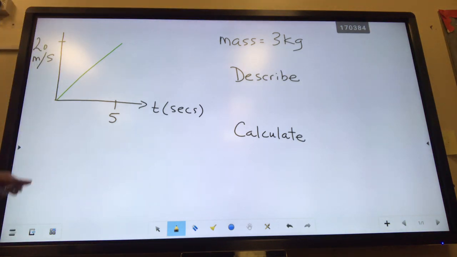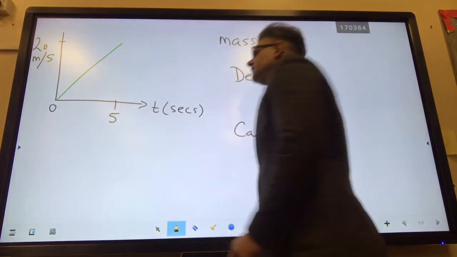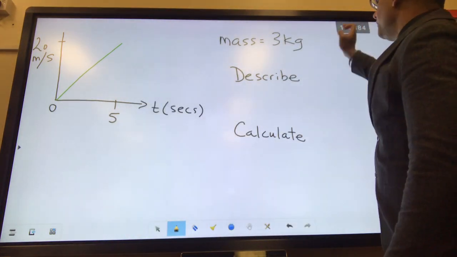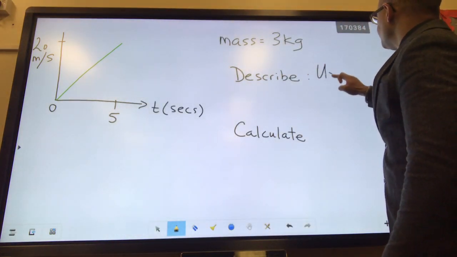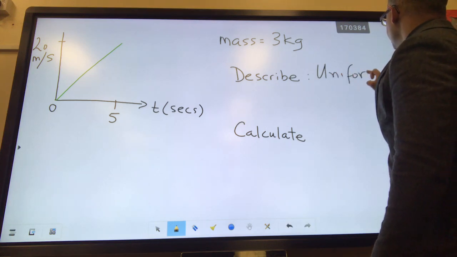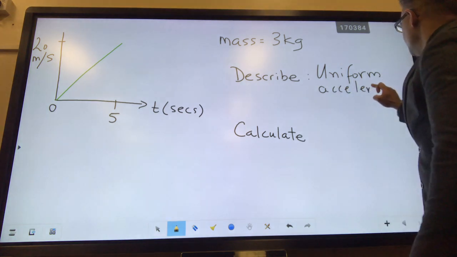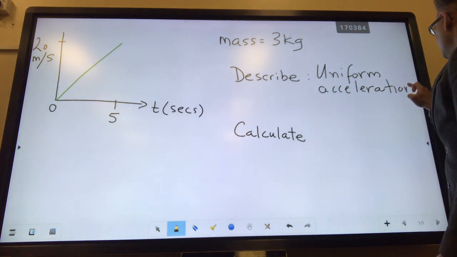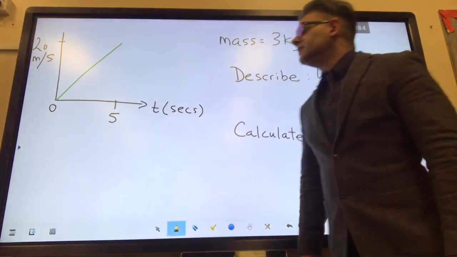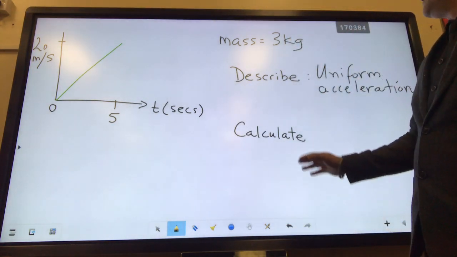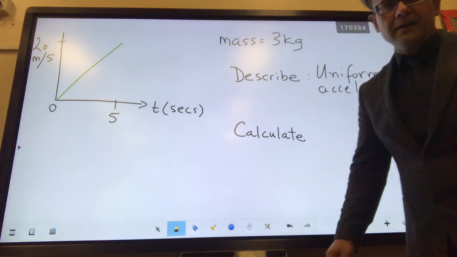Well, we can see from here that because we've got a diagonal line, the velocity is increasing from 0 to 20 meters per second in 5 seconds. Now, we would say that this object is moving with uniform acceleration. And the reason why it's moving with uniform acceleration is because the object is increasing in velocity at the same rate.